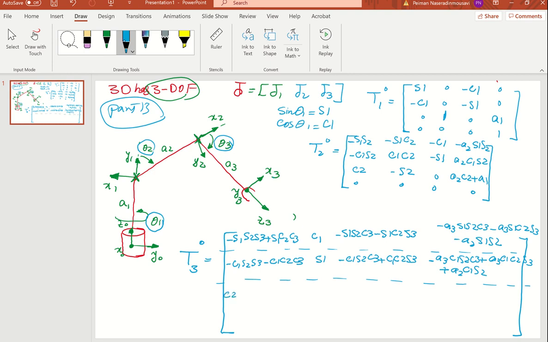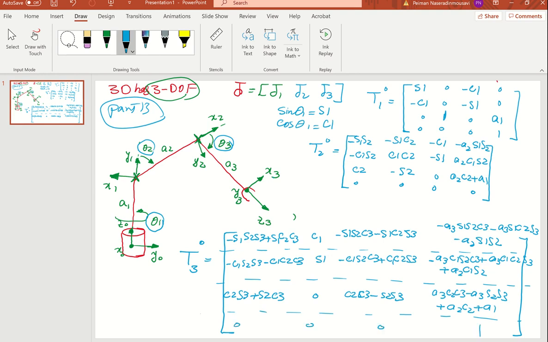Third line is cosine 2 sine 3 plus sine 2 cosine 3 is 0. Cosine 2 cosine 3 minus sine 2 sine 3. And here is a3 cosine 2 cosine 3 minus a3 sine 2 sine 3 plus a2 cosine 2 plus a1. Here we go, and here is 0 0 0 1.